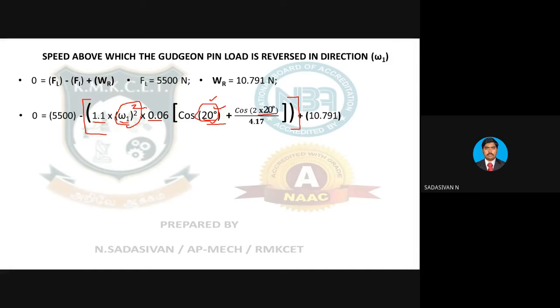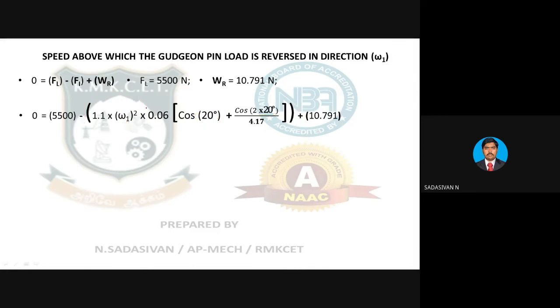Speed will directly affect your inertia in a very big way. Let us say if I have speed of 1, I'll get 1 square. If you double the speed to 2, your inertia will become 2 square. Inertia will not double, it will become 4 times. If the speed is 3, it will become 9 times. 4, 16 times. So that much impact your omega is going to have on the inertia force. So the speed is going to dictate the inertia. That is why I am asking you the speed above which gudgeon load is reversed.